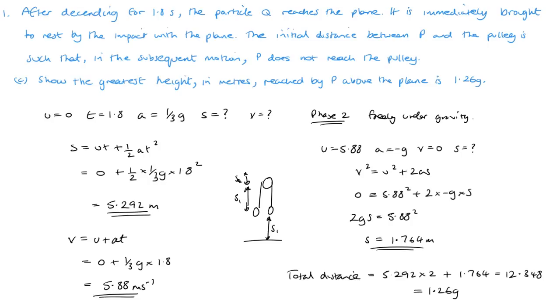So 5.292 divided by 9.8 is 0.54 g, and this one is 0.18 g, like so. So it should have been 0.54 g times 2 plus 0.18 g. So 0.54 times 2 plus 0.18 gives me the 1.26 g there.